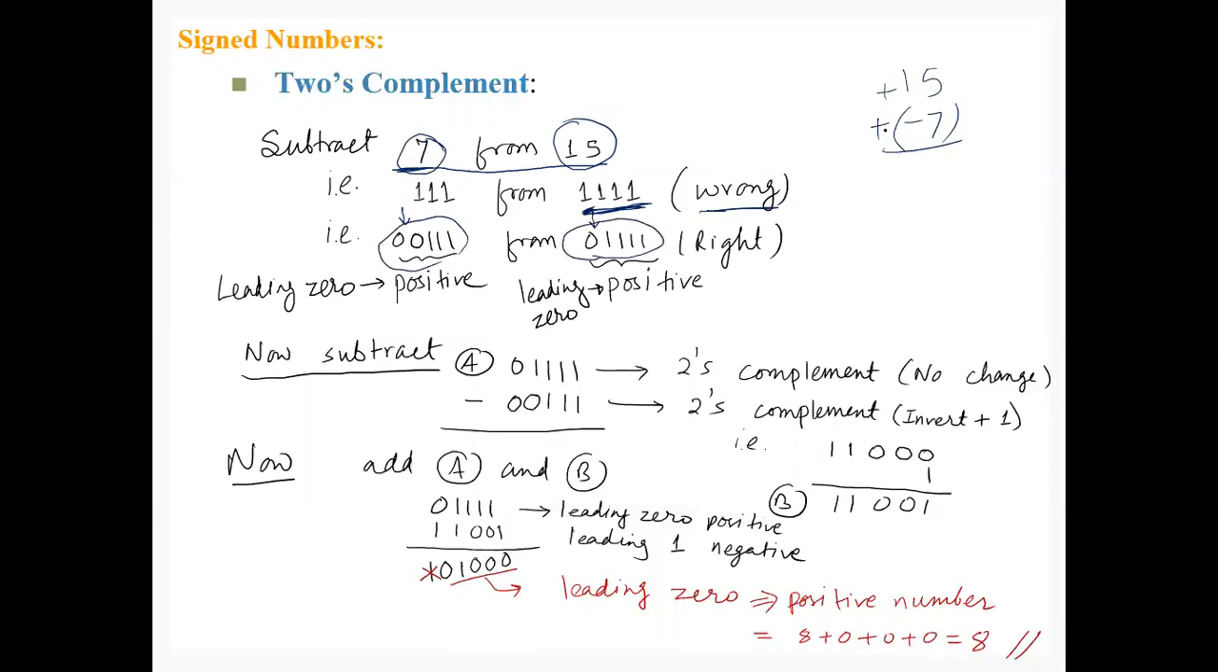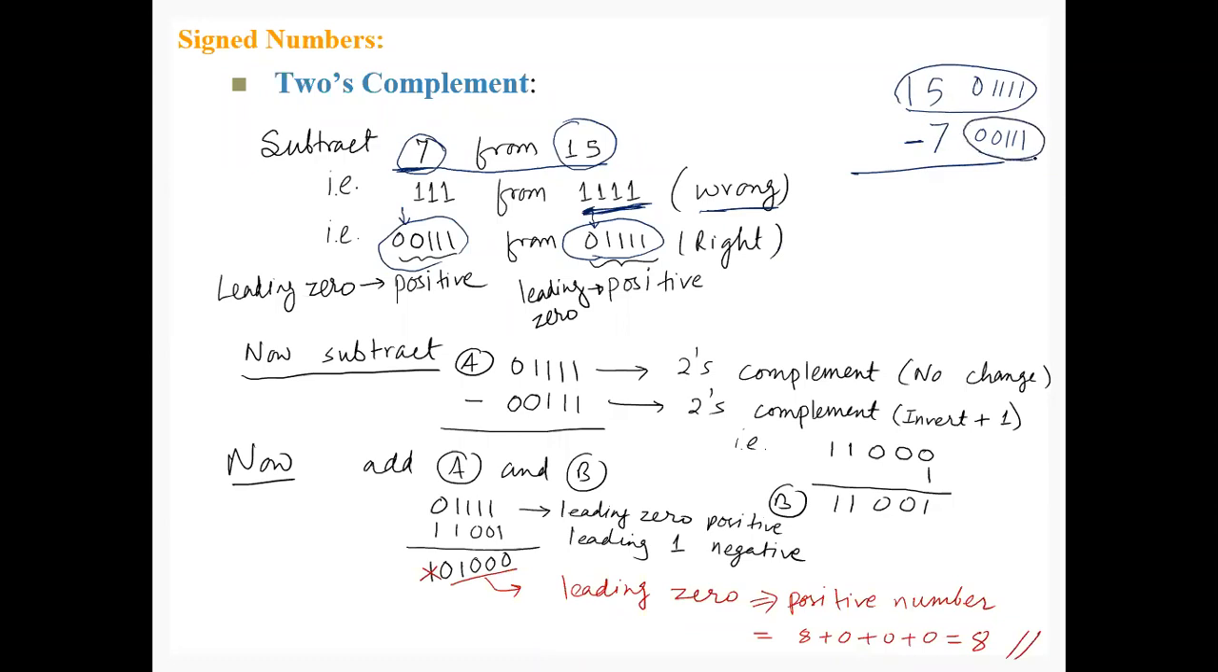Now, you have plus 15 and plus 7. Plus 15 is 0, 1, 1, 1, 1. What is your plus 7? Plus 7 is 0, 0, 1, 1, 1. Now, plus 15 remains the same because you are going to subtract from it. Now, this 7 has to be changed.